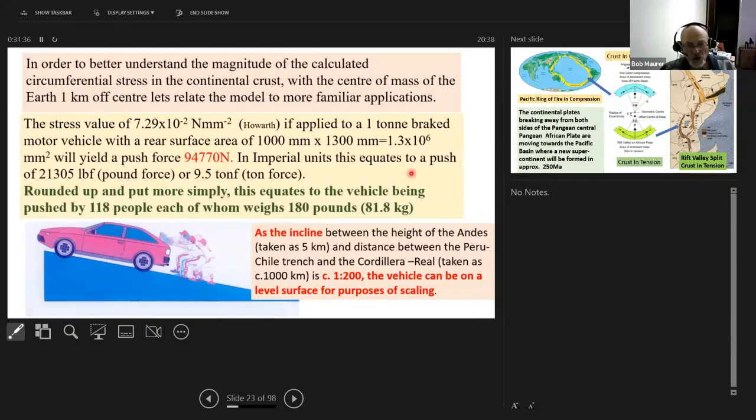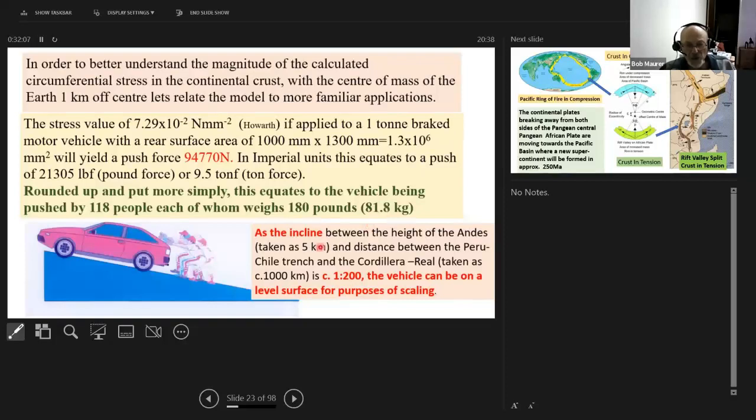In imperial units, this equates to a push of 21,300 pounds force, or 9.5 tons. Bring it down to everyday figures, round it up, it equates to this vehicle being pushed by 180 people who weigh 180 pounds or 81 kilos, someone like myself when I was at full strength. The force is there. It's no trouble to split up a supercontinent with forces of this magnitude.